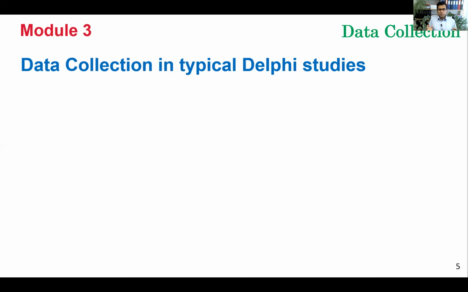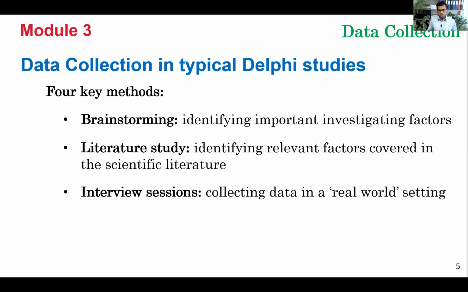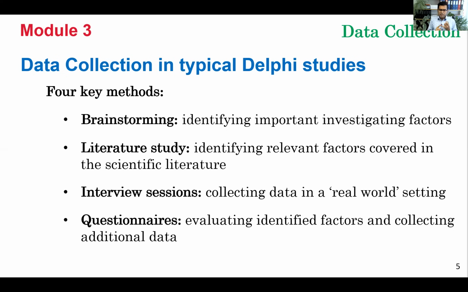From start to end of the study, the Delphi process commonly includes 4 data collecting methods, namely brainstorming for identifying important factors, literature study to summarize relevant factors covered in the scientific literature, questionnaires for evaluating identified factors and collecting additional data, and interview sessions for collecting data in a real-world setting. Today we will be checking them in detail individually.